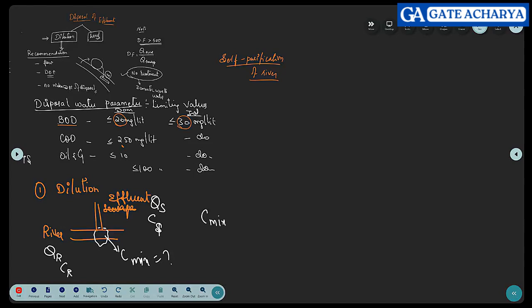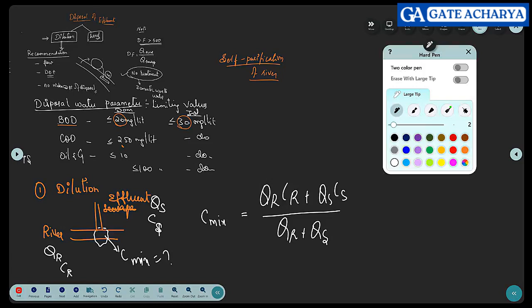Same as the DO formula. DO of the mix is equal to discharge of the river into chemical in the river plus discharge of the sewer into chemical in the sewer, divided by the sum of the discharge of river and sewer. இப்படி நம்ம estimate பண்ணலாம். After mixing, the chemical contaminant in the effluent is getting diluted. This is the first instance that happens whenever the effluent water is put into a freshwater body, namely here a river.